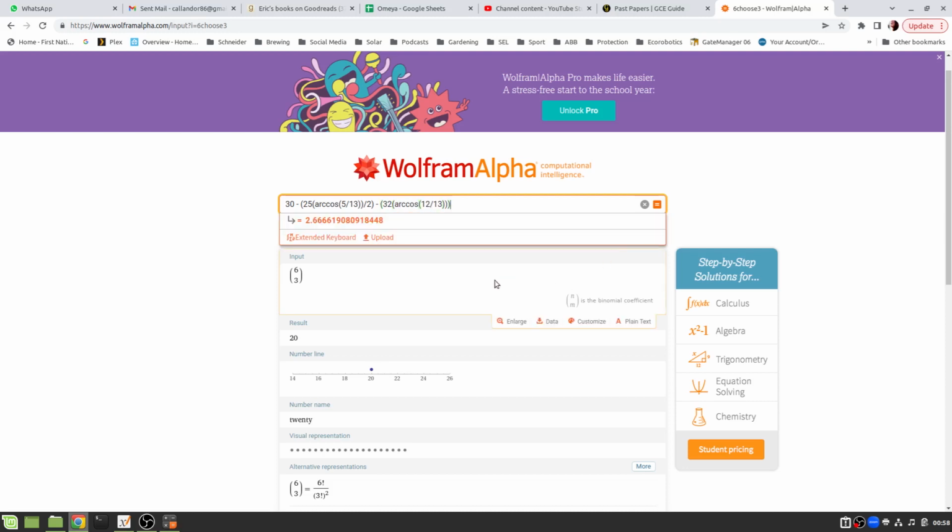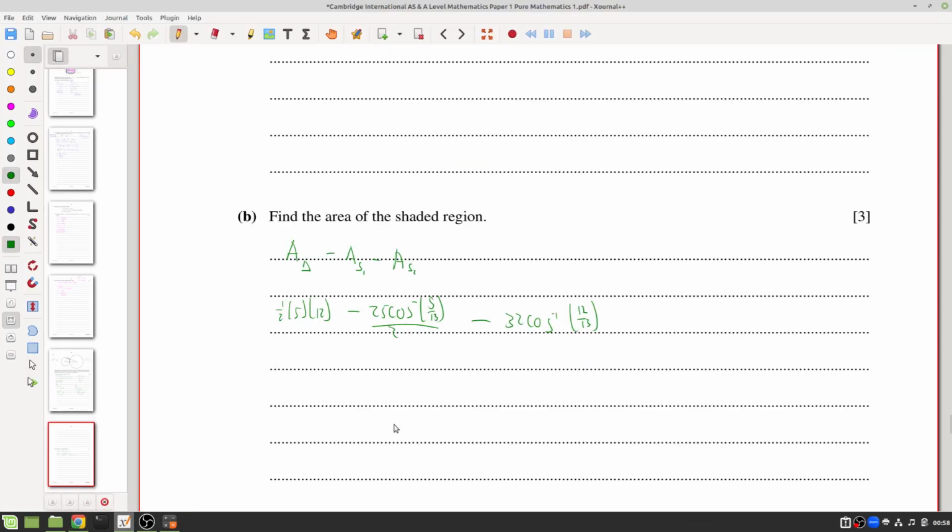And that's 2.666. Okay, so that gives us 2.666. So that's just two three significant figures. That's 2.67. And that's going to be centimeters squared. Remember your units. All right.